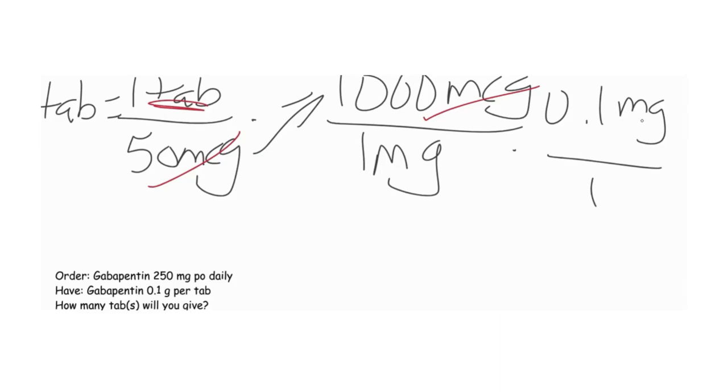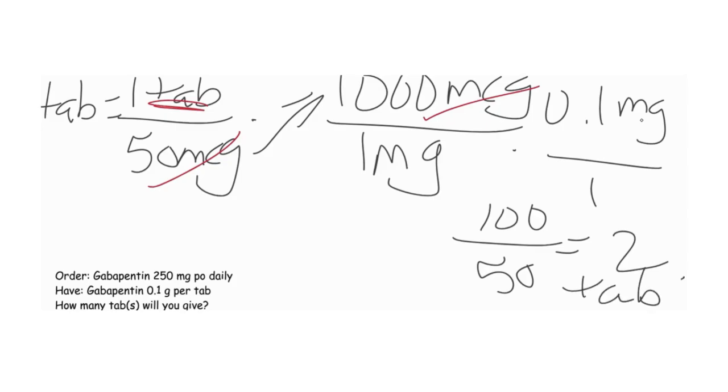Let's see. Times 0.1. My calculator was going out. All right, 100. I'll put it over here. 100. Then 50 times 1 is 50. And of course, times 1 is 50. So 100 over 50. 100 divided by 50 is 2. 2 tabs. Right? Correct.